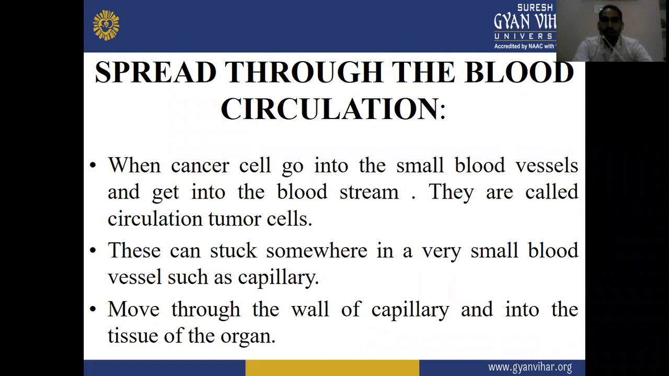Next one, spread through blood circulation. When cancer cells go into the small blood vessels and get into the bloodstream, they are called circulating tumor cells. They can get stuck somewhere in very small blood vessels such as capillaries, move through the wall of the capillary and into the tissue of the organ. This is also known as spread through the blood circulation.